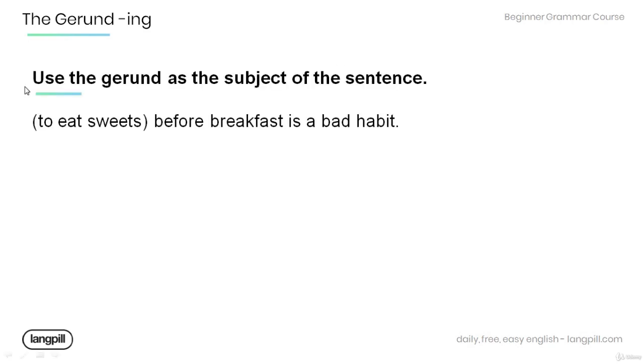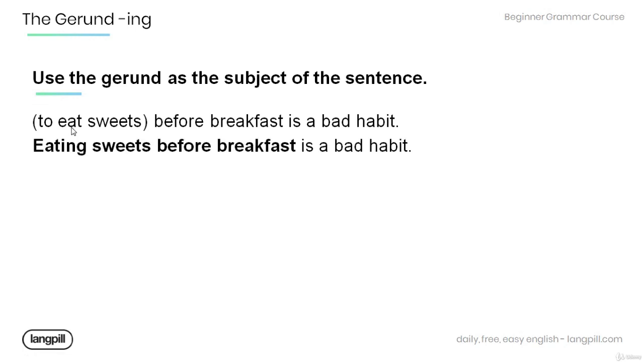And remember that we use the gerund as the subject of the sentence. Rewrite the following sentence using the gerund. To eat sweets before breakfast is a bad habit. Eating sweets before breakfast is a bad habit.